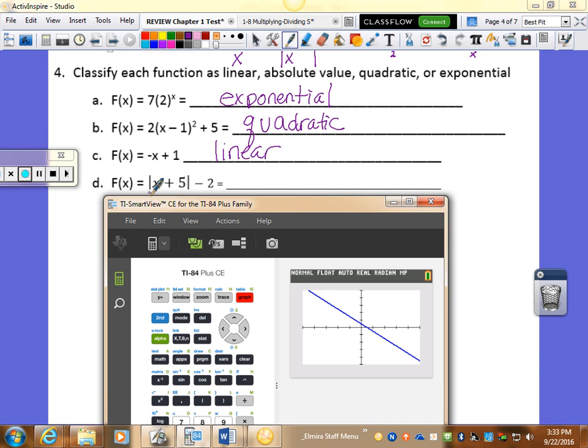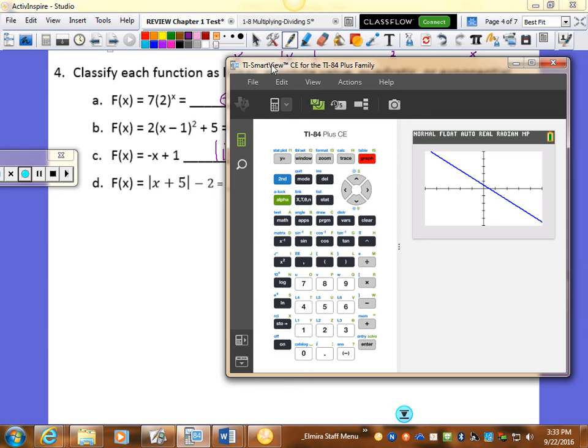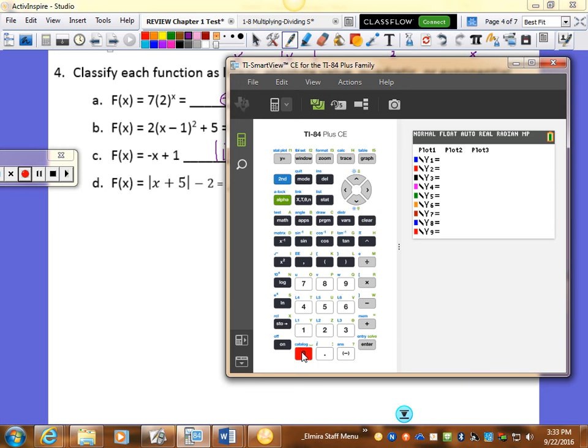Now, I see absolute value symbols in this, so I think this is going to be an absolute value function. But just to remind you how to type it in, go to your y equals. The absolute value is in your catalog. So second, catalog, ABS, and that gives you your bars. And then x plus 5. Now I have to arrow out of the bar to do minus 2. And then I can hit graph. And it's the V shape.